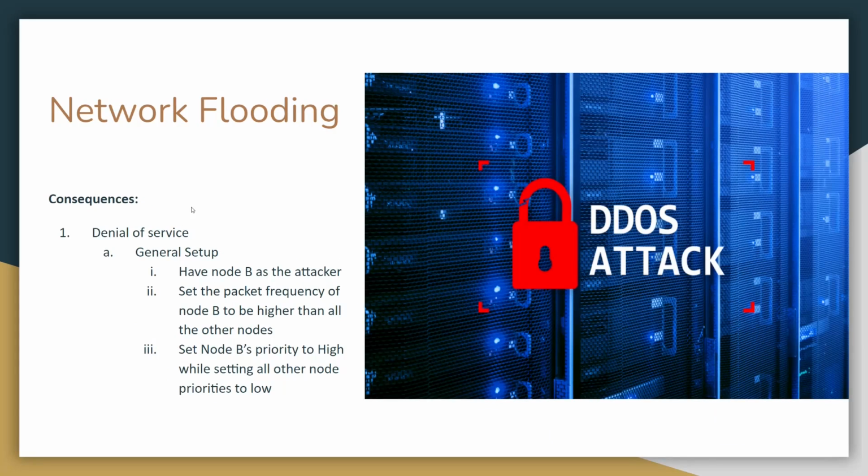For our last attack, we have network flooding, with the consequences of this one being a simple denial of service. Its general setup would just be to have node B as the attacker. We'd set the packet frequency of node B to be higher than all of the other nodes, and we'd also set node B's priority to be higher than all of the other nodes also.